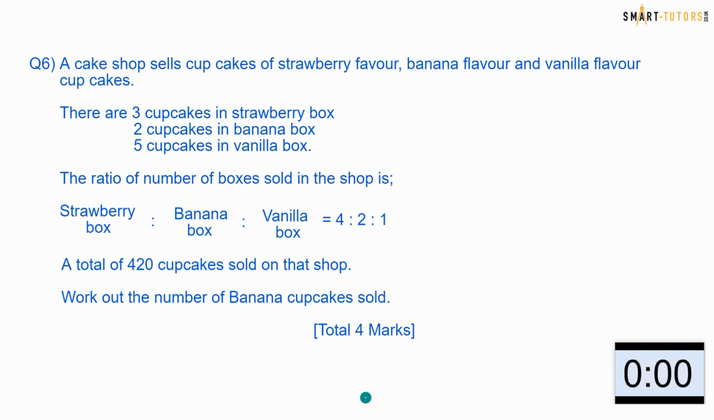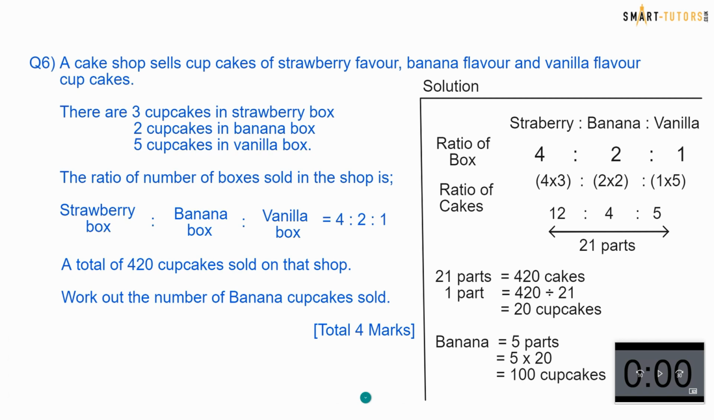That is the end of the allocated time for question number 6. Let's look at the solution for this one. The answer is banana cupcakes is 100 cupcakes. That is the answer. Let's look at how I did the question. First of all, they gave the ratio for the boxes. So the ratio for boxes is 4:2:1.